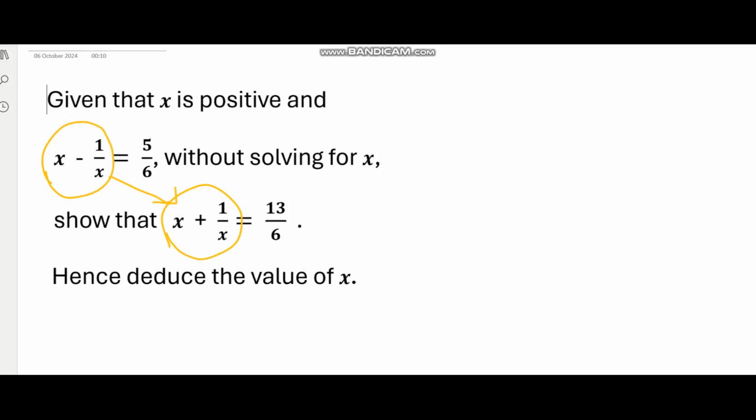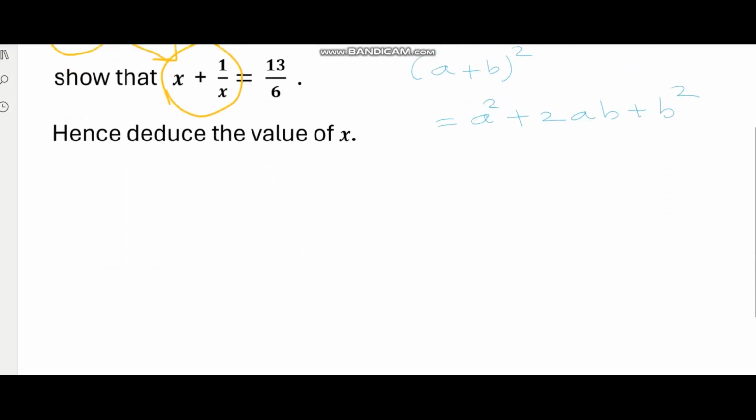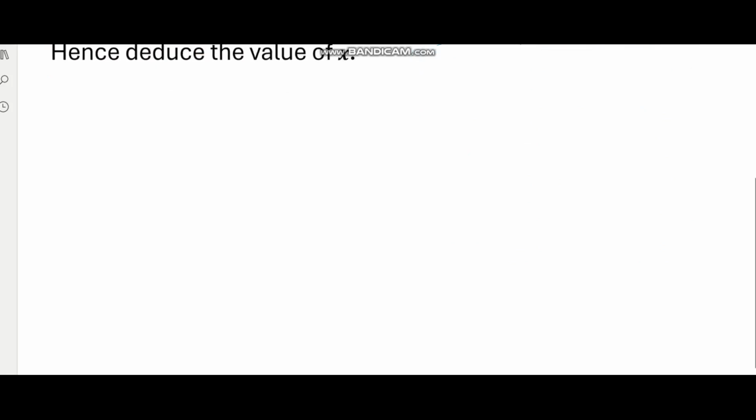Before I show you how to do that, let me very quickly remind you that a minus b whole squared is expanded as a squared minus 2ab plus b squared. A plus b whole thing squared is a squared plus 2ab plus b squared. Okay, so keeping that in mind, let's look at the question again. They have given x minus 1 over x and they're asking you to find x plus 1 over x without solving.